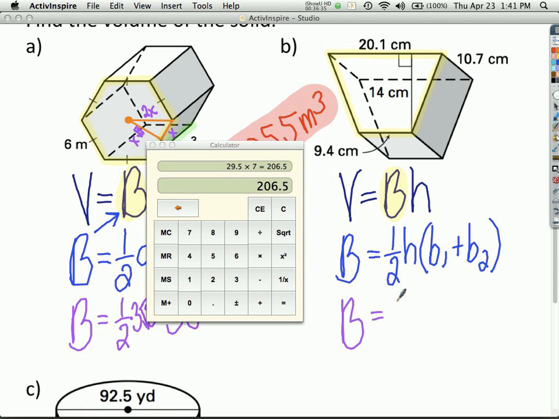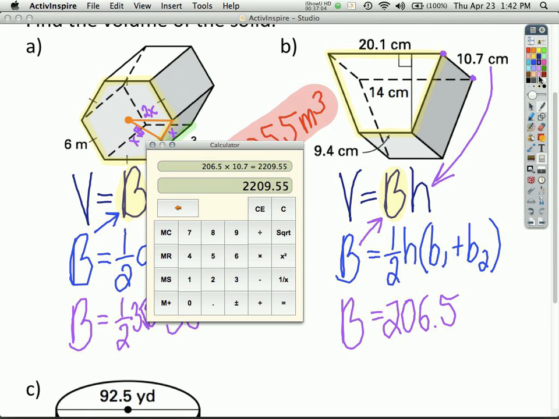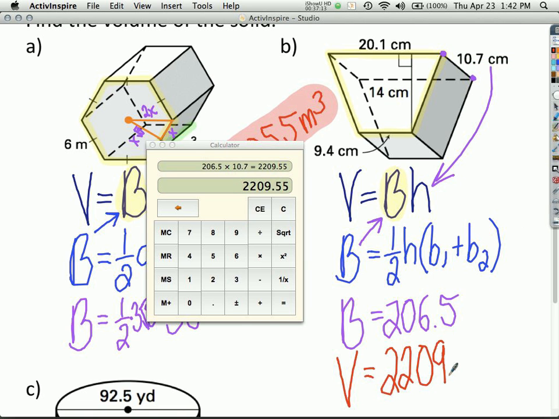So big B is 206.5. But now we plug that into here, and we take the height of the prism. The height of the prism is this distance here. So that's going to go right here. It's calculator work. 206.5 times 10.7. So the volume of the trapezoidal prism is 2,209.55, and that is in cubic centimeters.